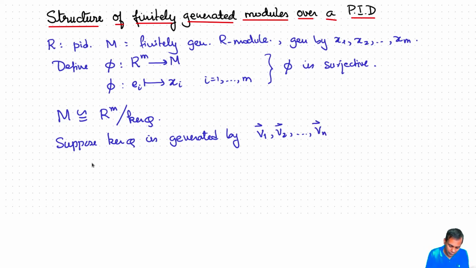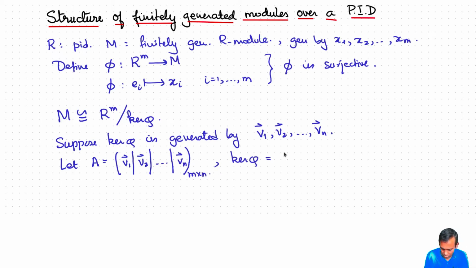So then you form the matrix A whose columns are these vectors v1, v2, ..., vm. And so this matrix has n rows and m columns. And what we're saying is that the kernel of P is the column space of A. Okay. So what we have is M is isomorphic to R^n mod the column space of A.